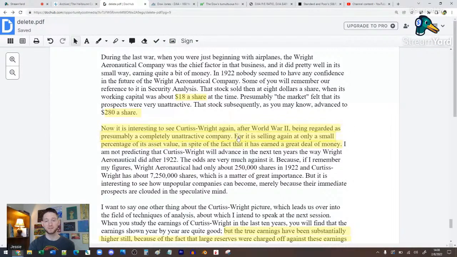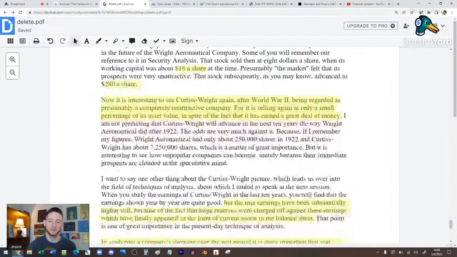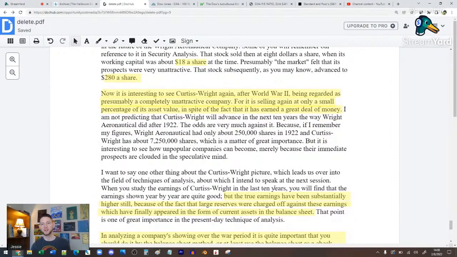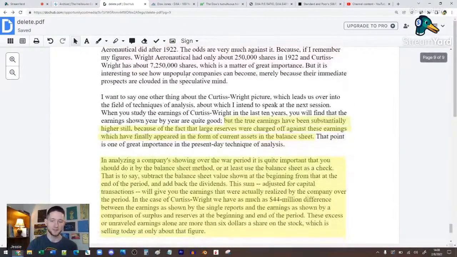So now it's interesting to see Curtiss-Wright again after World War II being regarded as presumably a completely unattractive company. So essentially, people got really excited about aviation, thinking it was going to be huge in World War II. Everyone used airplanes. But then after World War II, everyone got disenchanted with aviation. Ben Graham said, even though I don't believe that the earnings growth will be as high as it was in World War II, because there was such a huge demand for it, I don't think it's worth the low valuation it is today. It's still a good earning company, especially when you compare it to the Taylorcraft company that we talked about earlier. And that's what he said here.